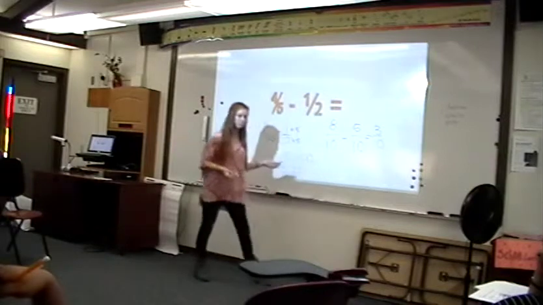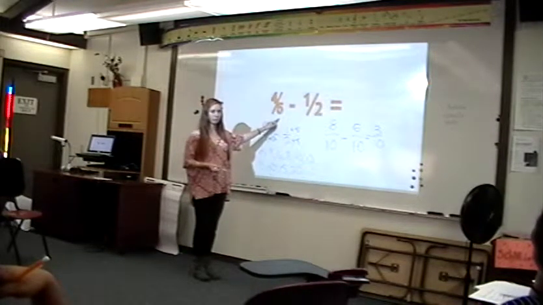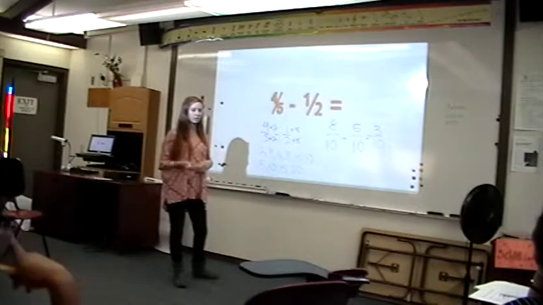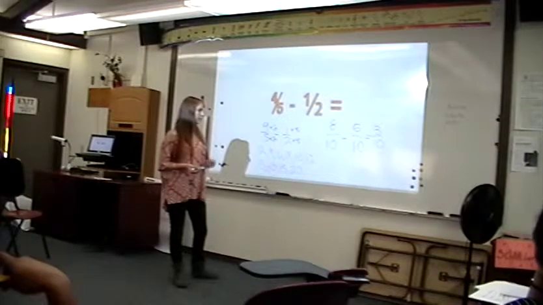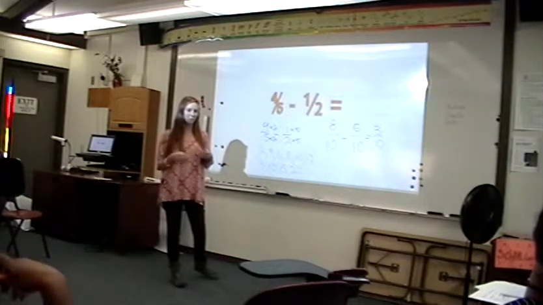Perfect. See? The basics with unlike denominators is that we need to make them the same to subtract or add them, because like I said, you can't add oranges to apples to get an orange apple. That doesn't work that way.